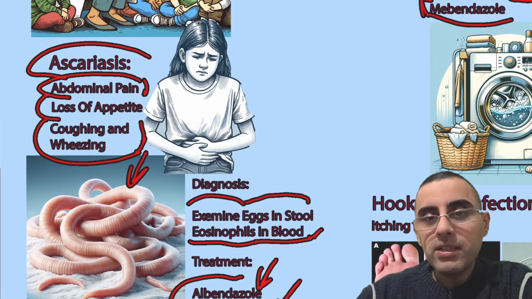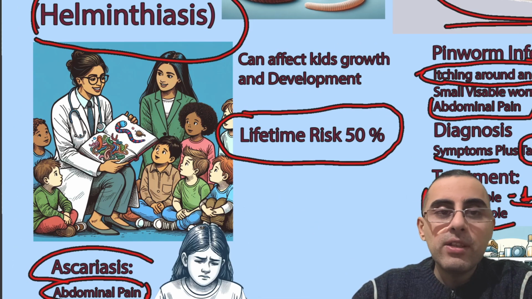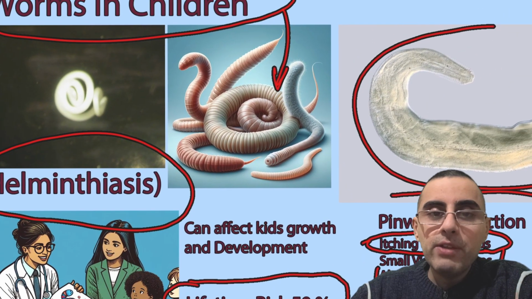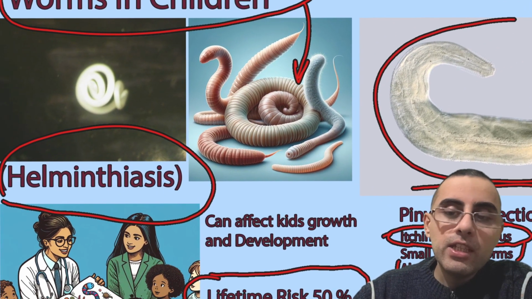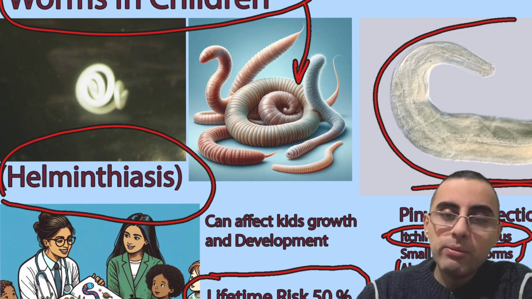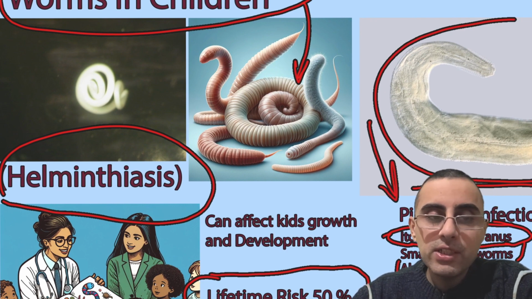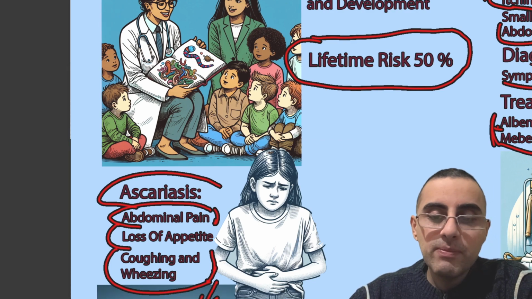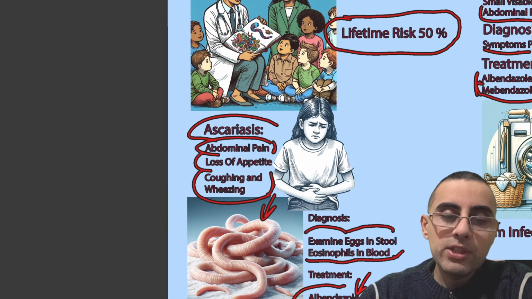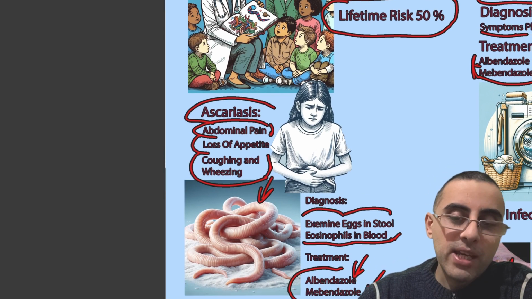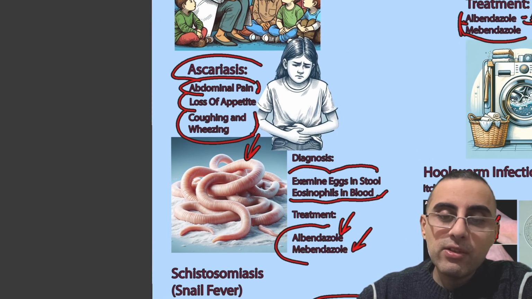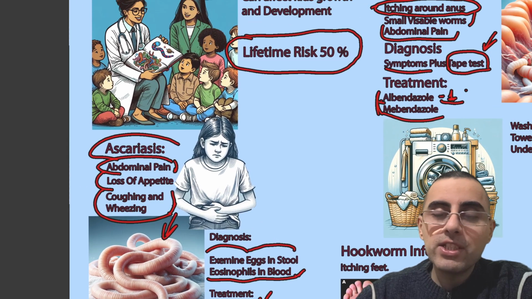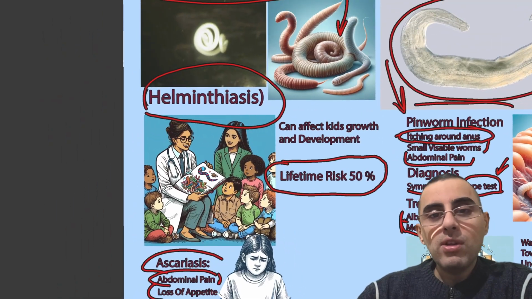To summarize, worm infection is very important among kids. Pinworm infection is the most common infection in developed countries. Ascariasis is most common in developing countries, and hookworm, schistosomiasis, and cysticercosis are rare forms of worm infections in kids. That's all I wanted to say.